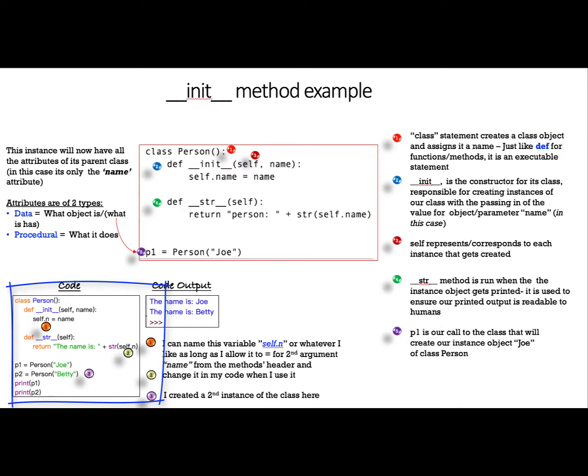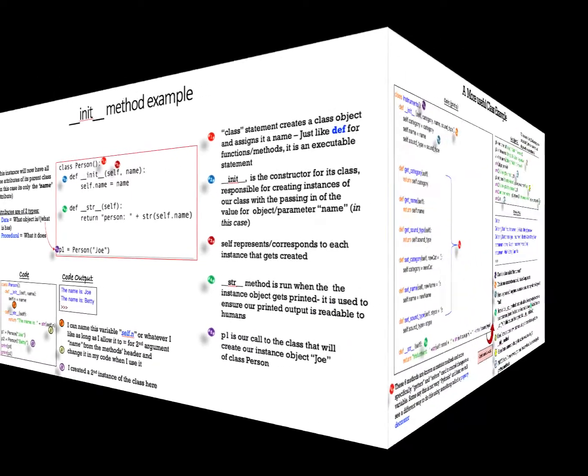Now on the bottom here, I can make the variable self.n or whatever I like as long as I allow it to equal the second argument name from the method's header, and I change it in my code when I use it. And here you notice I created a second instance of the class. I'm not limited by how many I can create.